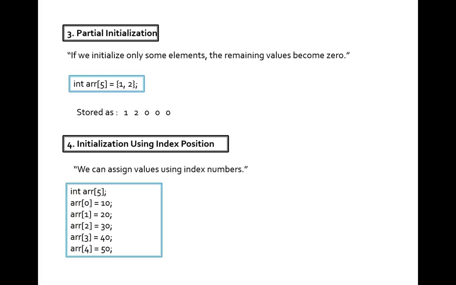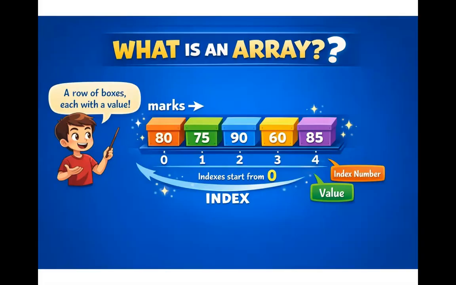How to do that? Declare the array, for example int ARR[5]. Initialize using the index positions. ARR[0] = 10, ARR[1] = 20, ARR[2] = 30, ARR[3] = 40, ARR[4] = 50. So likewise you can initialize using index positions. When is this useful? It is useful when you want to enter the values later on somewhere.